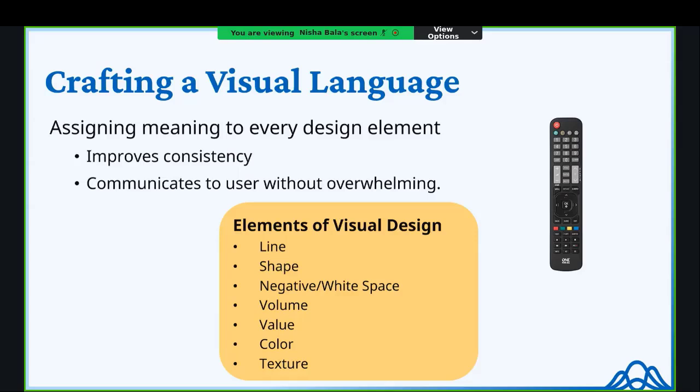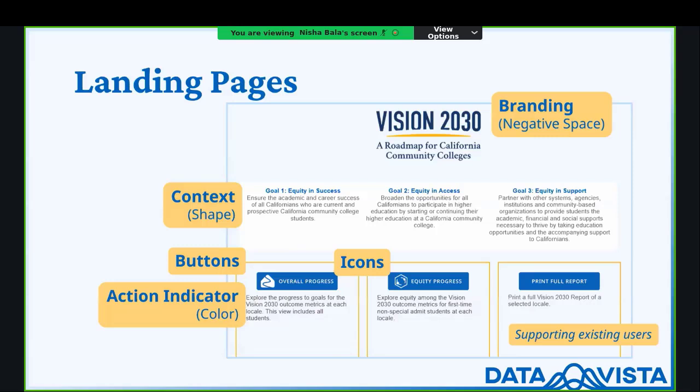That's a little abstract. I've got some elements of visual design to give you an idea of what we're talking about, but we're going to take a look at a couple examples right now. So we're taking a look at the Vision 2030 dashboard screen. This is the landing page of it, and here's a couple of elements. So we often use this gold box, and the gold box indicates something that people should click on.